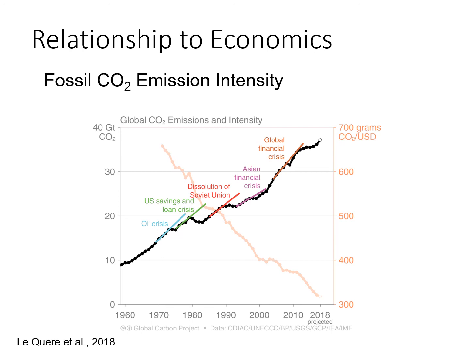In pink, we see emission intensity. Emission intensity is the emission per unit of economic impact, and it generally decreases over time. A decreasing emission intensity shows increasing efficiency and has largely been driven by technological advances.